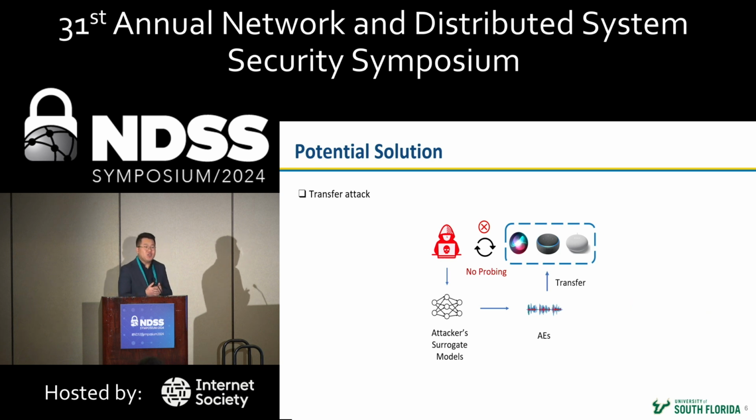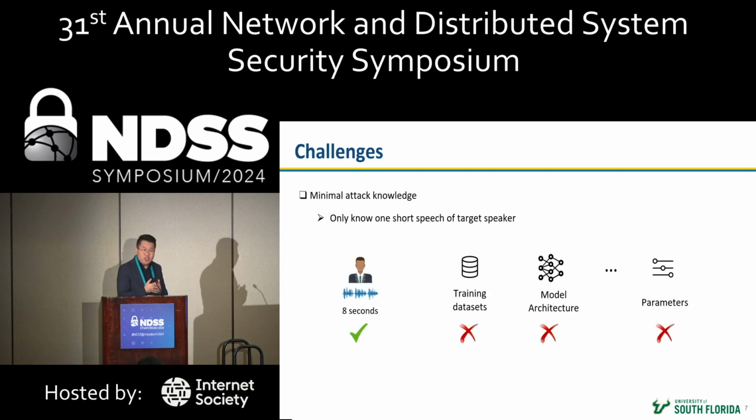So our potential solution is we can launch a transfer attack where attackers can build their own surrogate models and use these models to generate AEs, then transfer them to these smart devices. And the key point is how to build surrogate models that can approximate the target black box models. The challenge is we have no knowledge of the black box models. For example, we have no knowledge of the training data sets, the model architecture, or even the parameters.